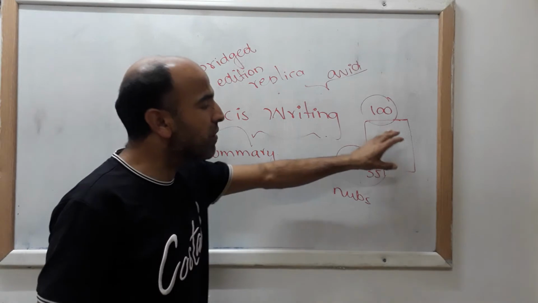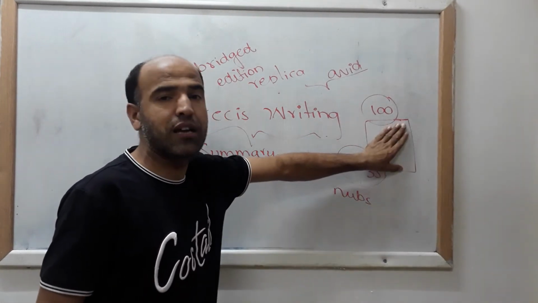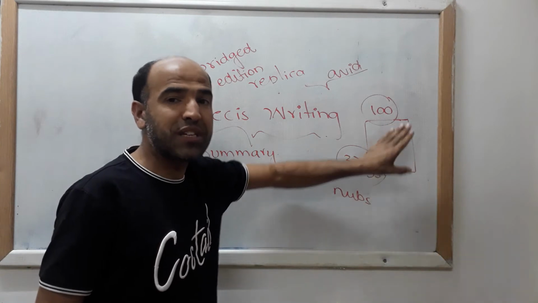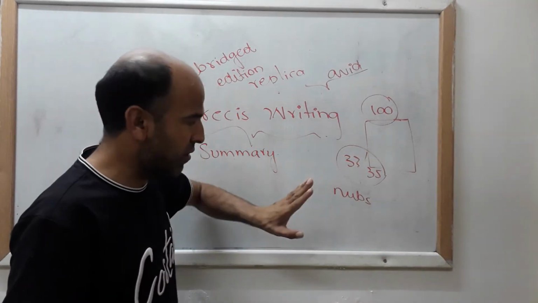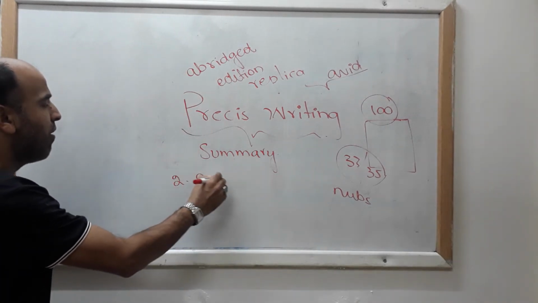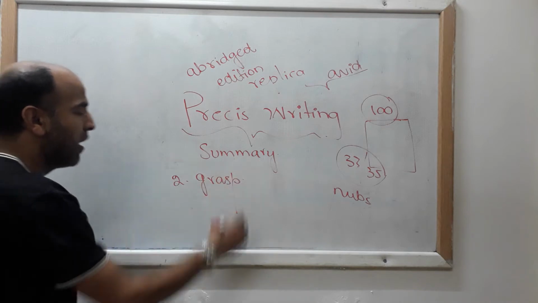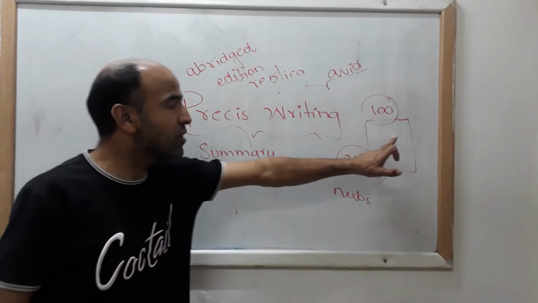You will have to underline, or retain, the nubs of the original text which has been given to you to précis. Okay, you will have to underline those nubs. Number one. Number two, you will have to grasp the general idea of the original text. I'm not talking about the summary as yet. Okay, I'm talking about the original text.